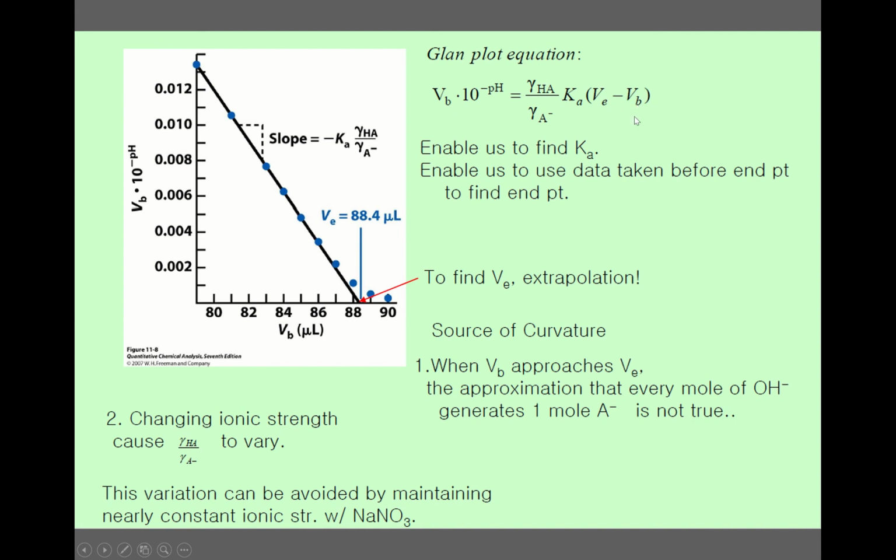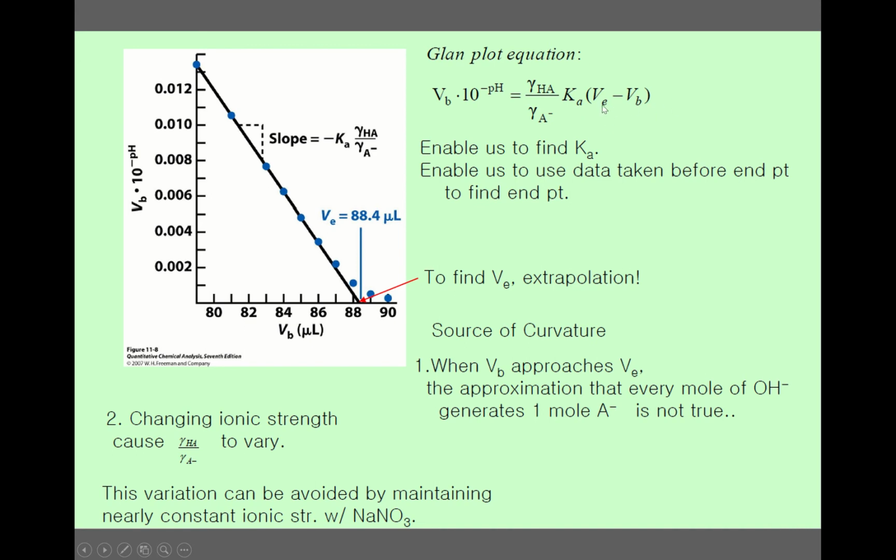What is the slope? The slope is the negative of this gamma ratio multiplied by Ka. That's the slope, and the y-intercept is this part. So here when VB equals VE, the right hand side is 0.